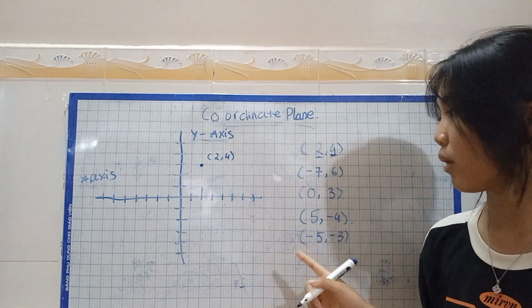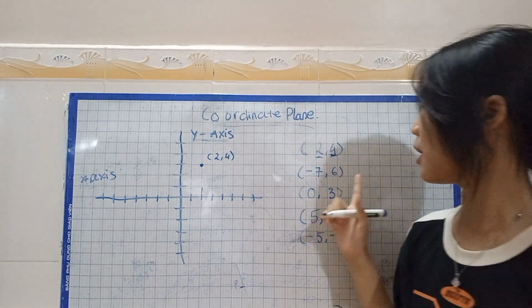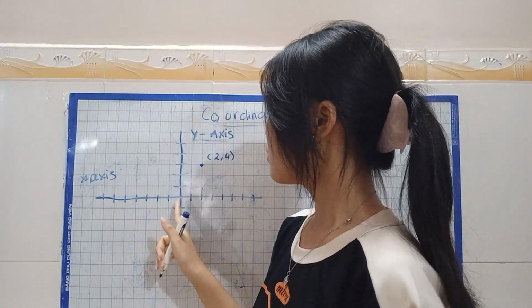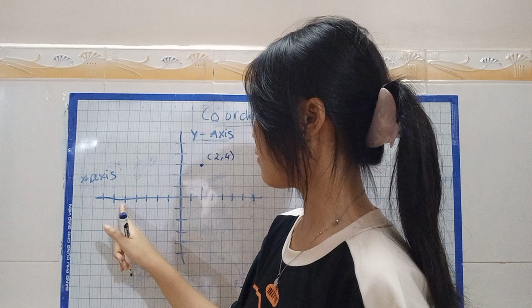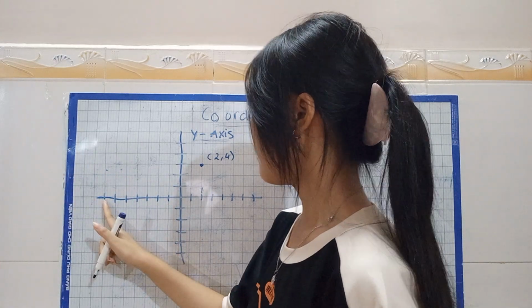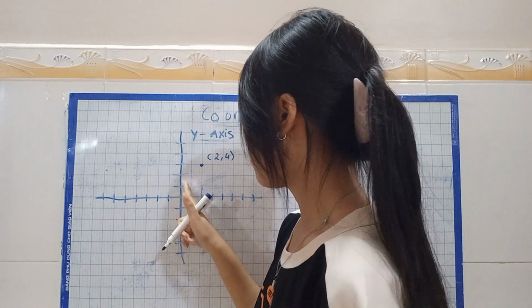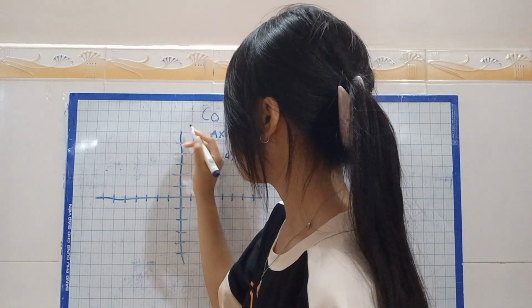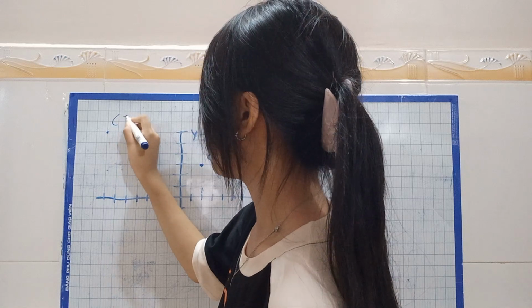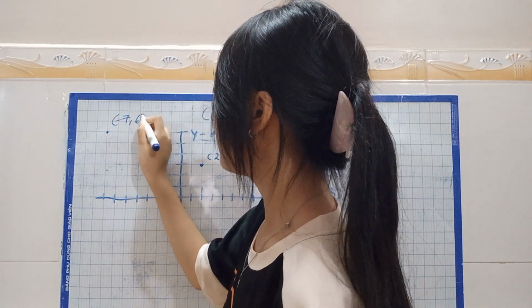Now let's do a few more examples. Now here is negative 7 and 6. So negative is going to be in this area. So 1, 2, 3, 4, 5, 6, and 7. So way over here, right? 7 and the other one is 6. So 1, 2, 3, 4, 5, 6. Let's mark something up there. And so here is our negative 7, 6.